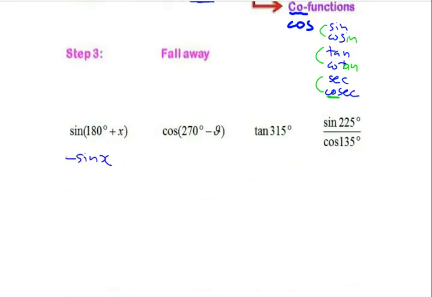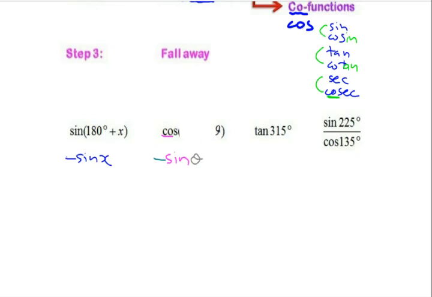And since we are working with cos, but it is in the third quadrant where only tan is positive, we will also put a minus already. Then we are working with the 270 degrees, which is a vertical axis. So cos will change to sine. And then step 3 says that part falls away. So all that remains then is theta. So that whole expression has been reduced to minus sine theta.